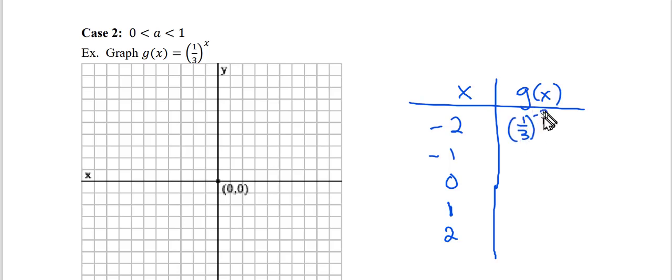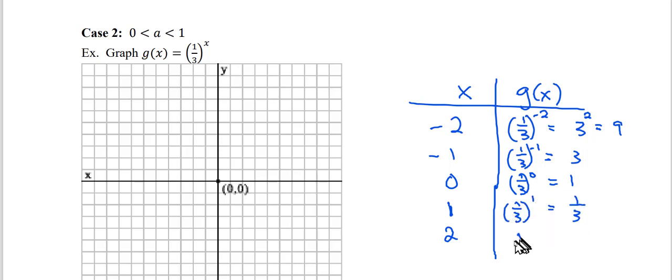1/3 to the -2 is 3 squared. You reciprocate it with that negative, so it's 9. 1/3 to the -1 is 3 to the first. 1/3 to the 0 is 1. 1/3 to the first is 1/3. 1/3 squared is 1/9.